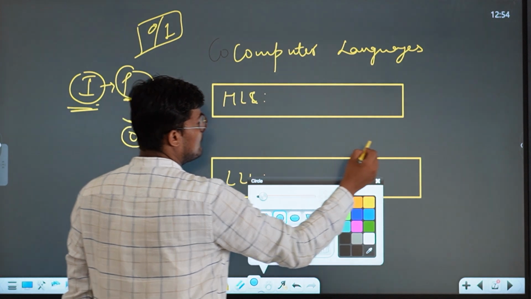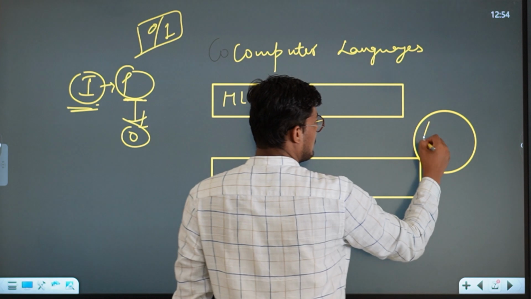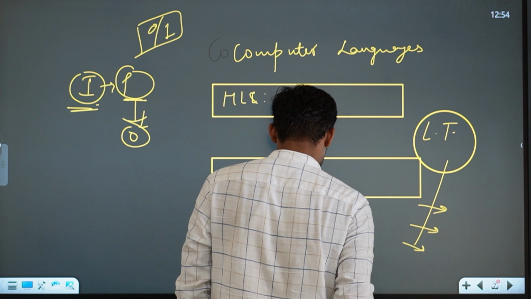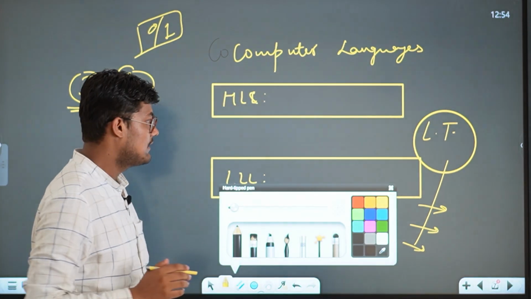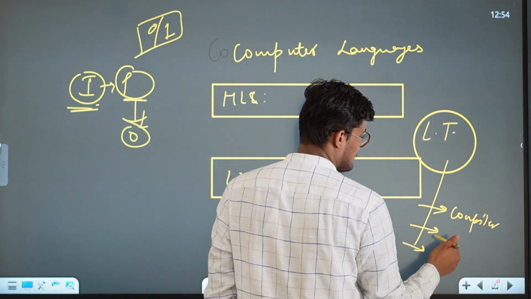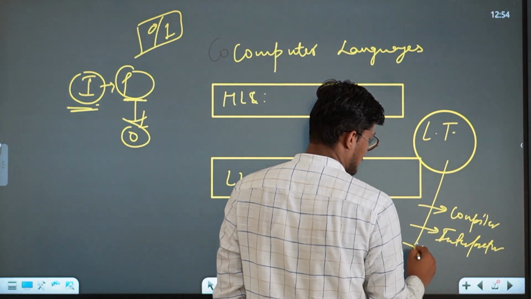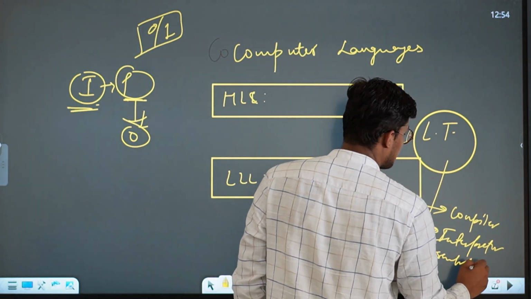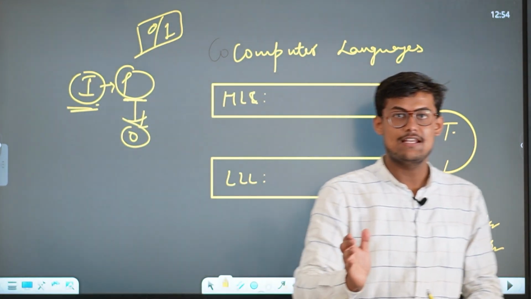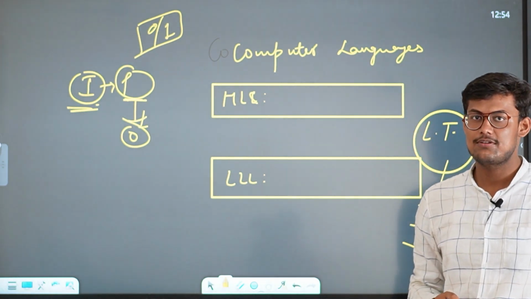So here in between we need a language translator. There are several types of language translators available. The first one is known as compiler, the second is interpreter, and the third one is assembler. These are the names of some language translators that are used to convert high level language to low level language. I hope up to this point it is clear to everyone.